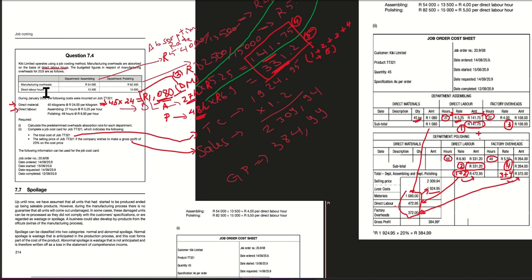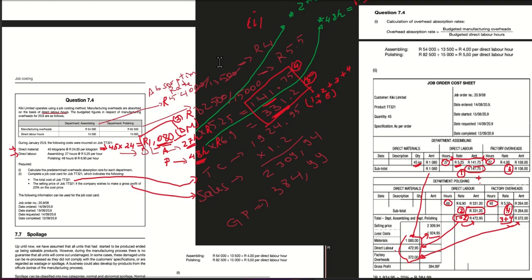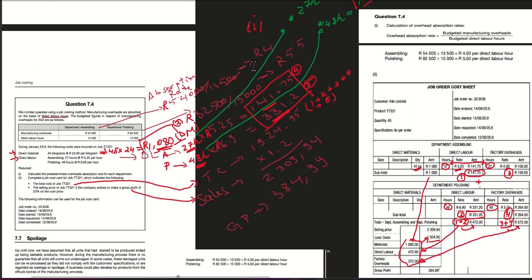What is the direct labor hours? They provide it to you. Fine, then it's easy for me to calculate the absorption rate. I take the 54,000 divided by 13,500, which gives me 4 rand per direct labor hour, and 5.5 rand per direct labor hour for polishing. 2 different departments, 2 different rates. You need to know that, right?